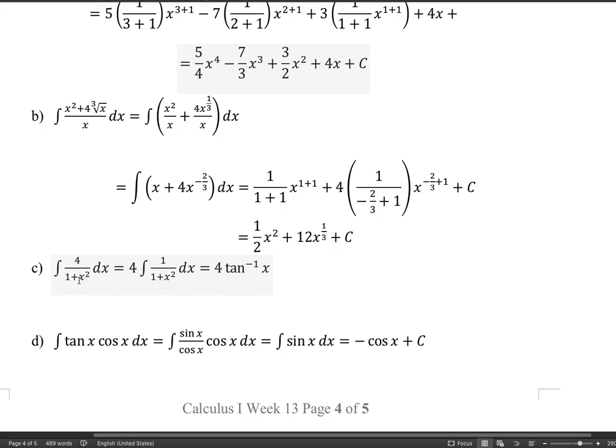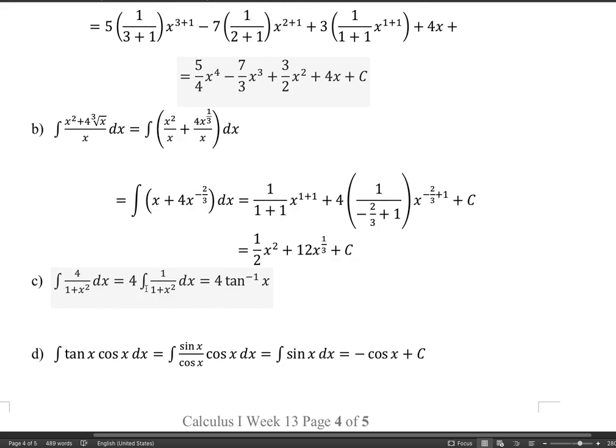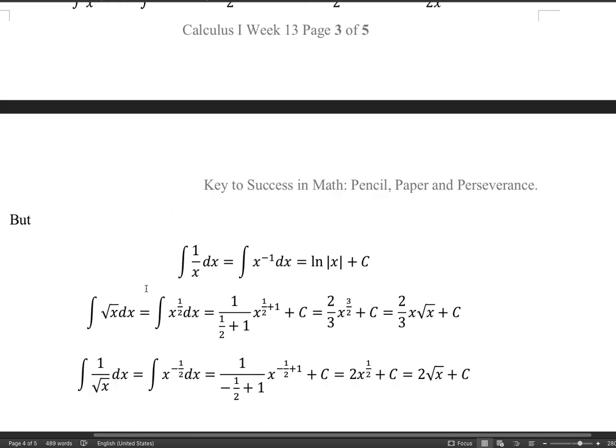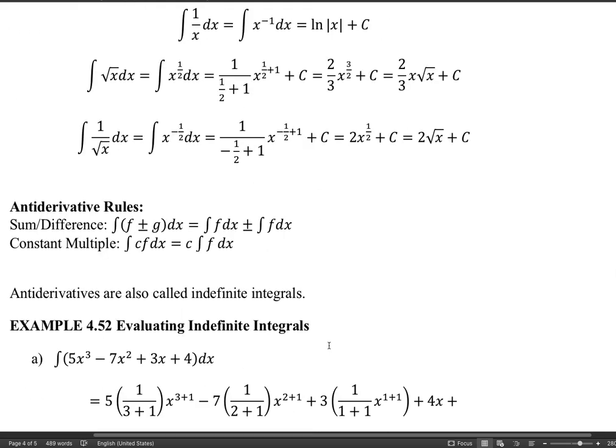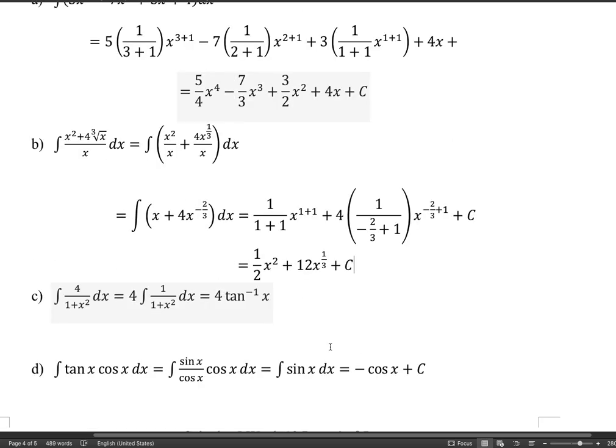Okay, but I just realized that besides the anti-differentiation power rule, we do have a formula to deal with 1 over 1 plus x squared. Remember the formula over here? The antiderivative of 1 over 1 plus x squared simply is tangent inverse or arctangent. So for part C, the answer turns out to be very simple if you know the formula very well. It is 4 times arctangent of x plus an arbitrary constant. Usually we put the arbitrary constant in uppercase.